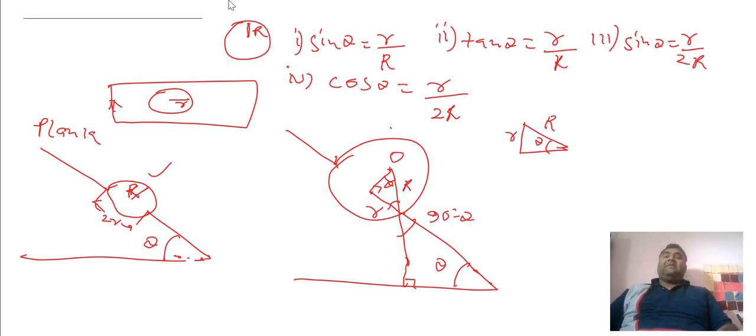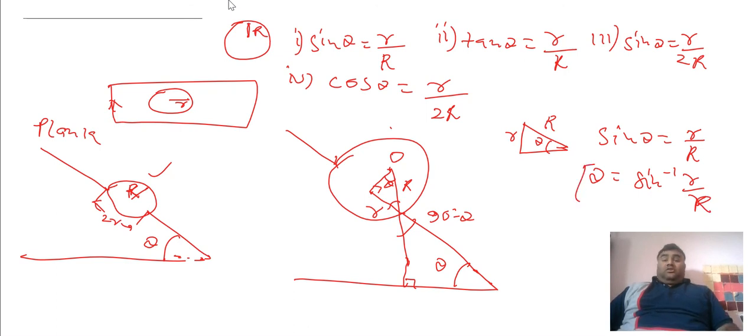So obviously the best option is sine theta. Sine theta is perpendicular by hypotenuse, so it will be small r by capital R. And we can find our theta max, which is sine inverse of small r by capital R. So as per this calculation, straight away we can say our first option is right.